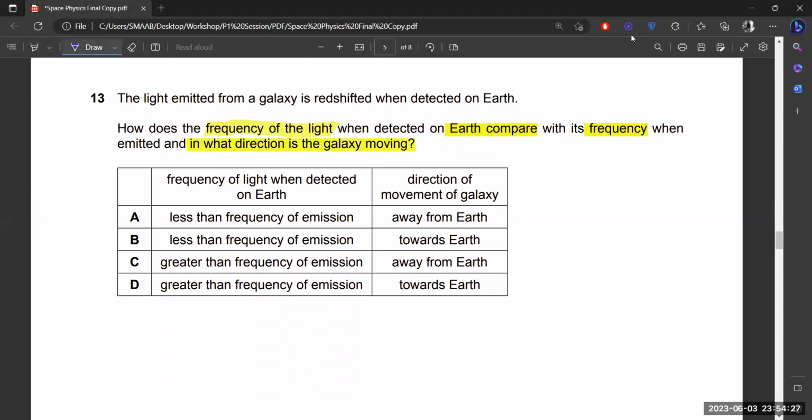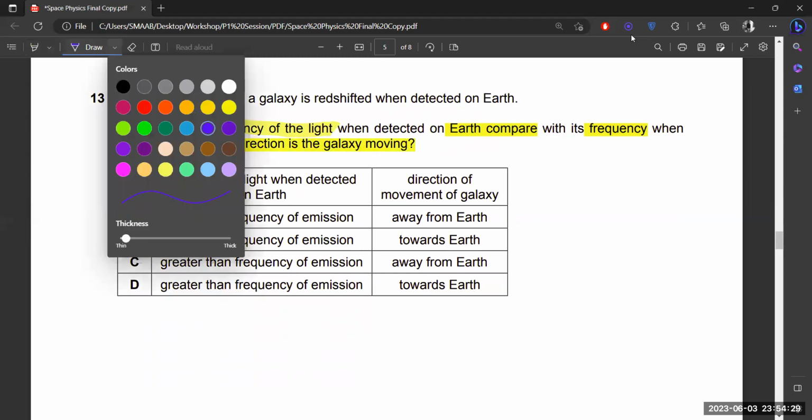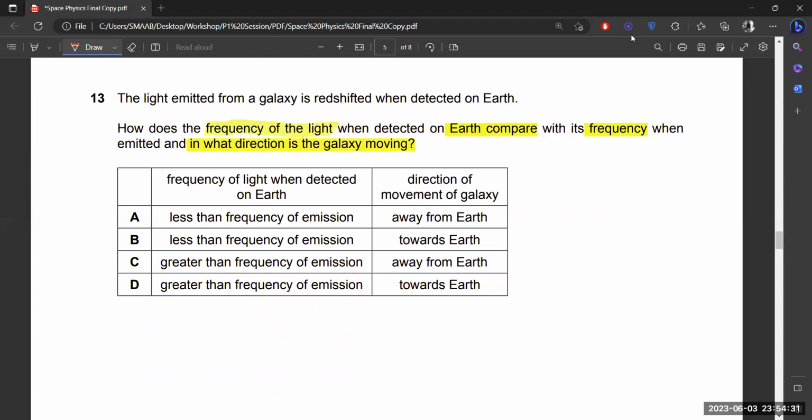So we know that in redshift, galaxies are moving away, right? Again, the concept of redshift, we already know the concept. So by using that same concept, we know that frequency will be less because when wavelength is greater, frequency is going to decrease. Both are inversely proportional. So there are two options related to less frequency, either option A or option B. So we need to choose from this.